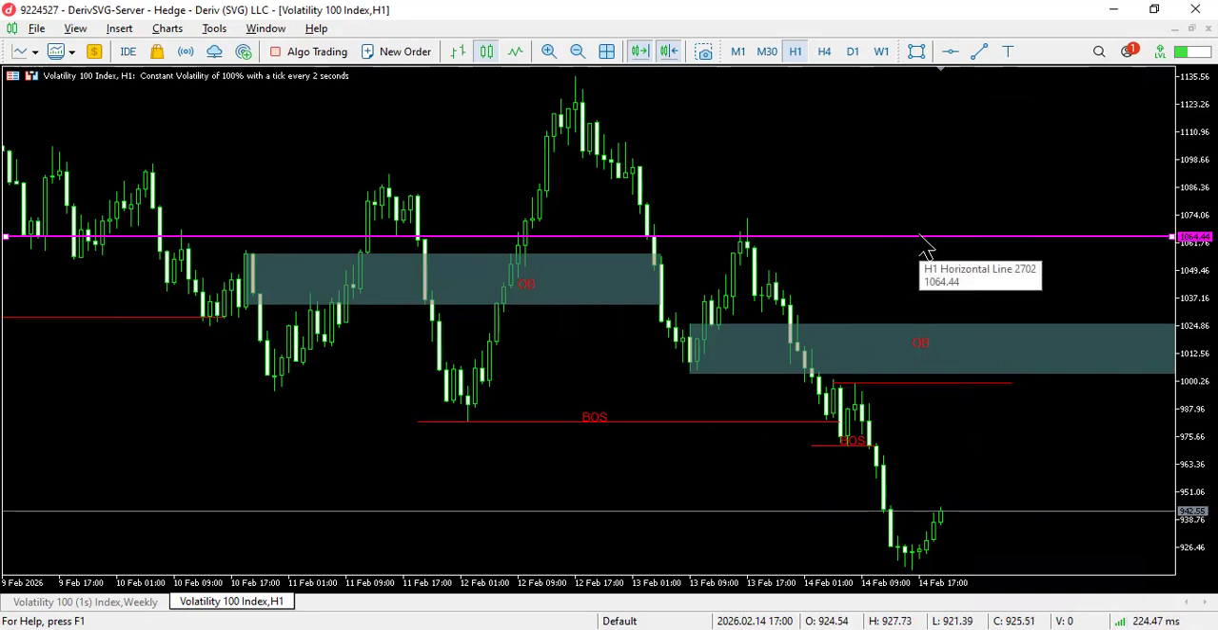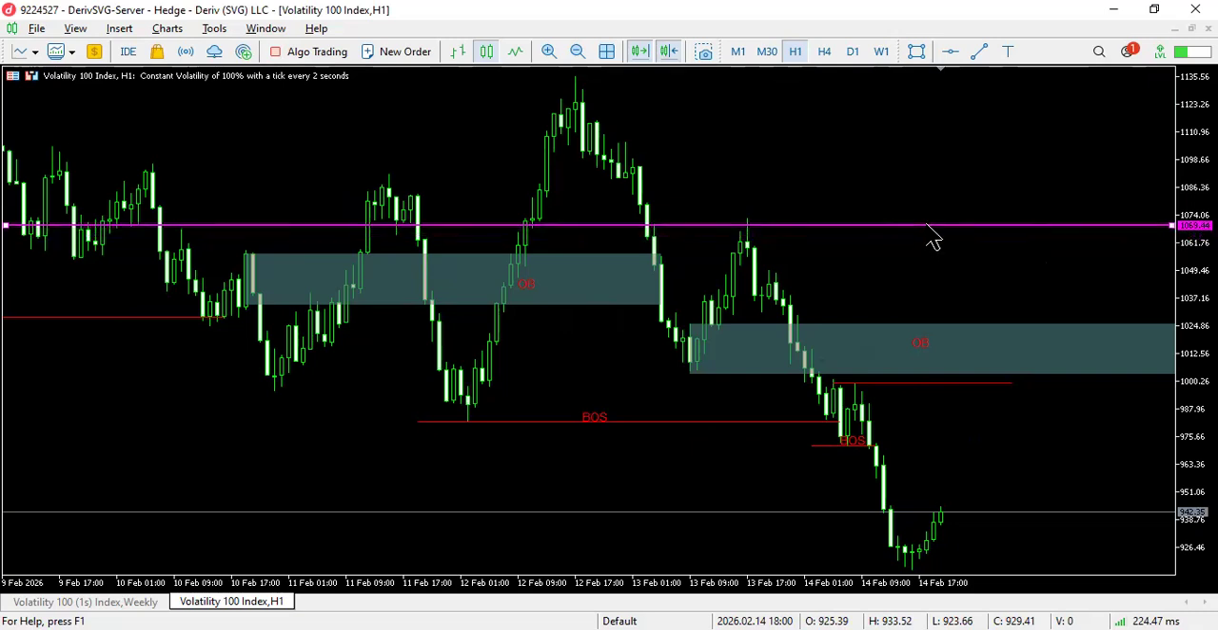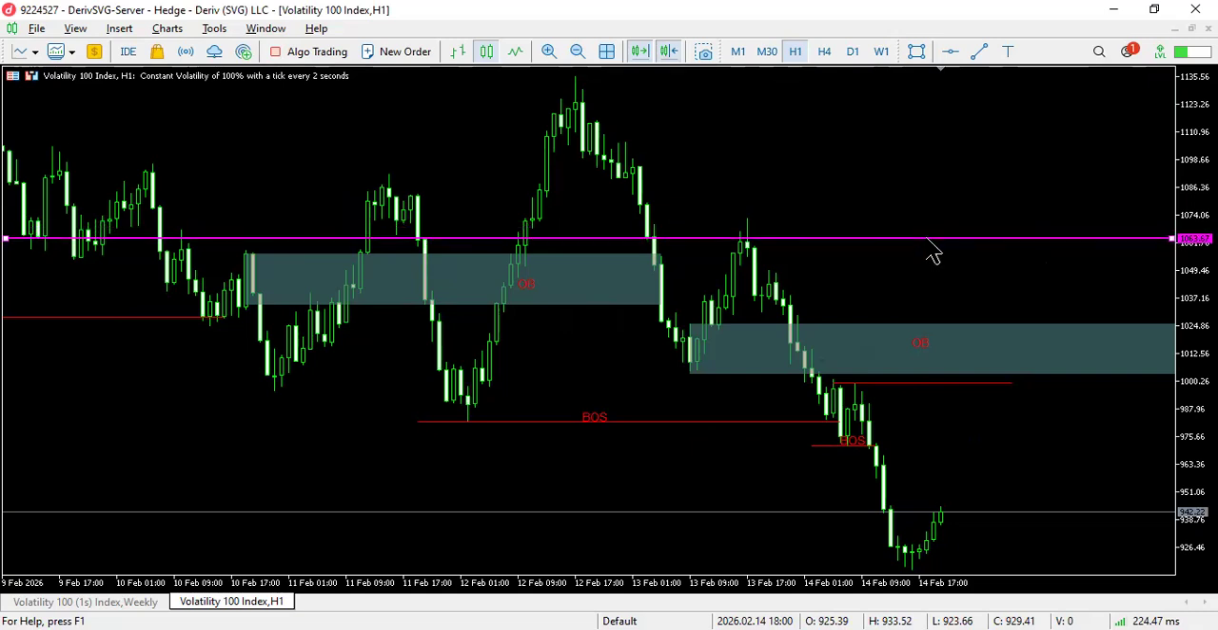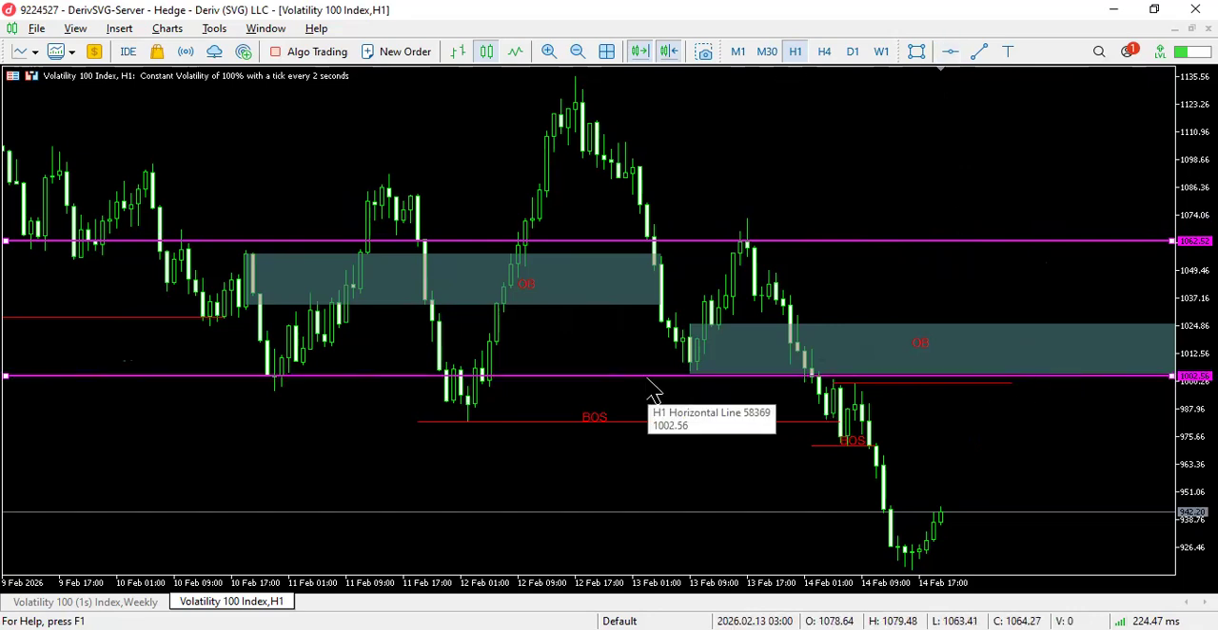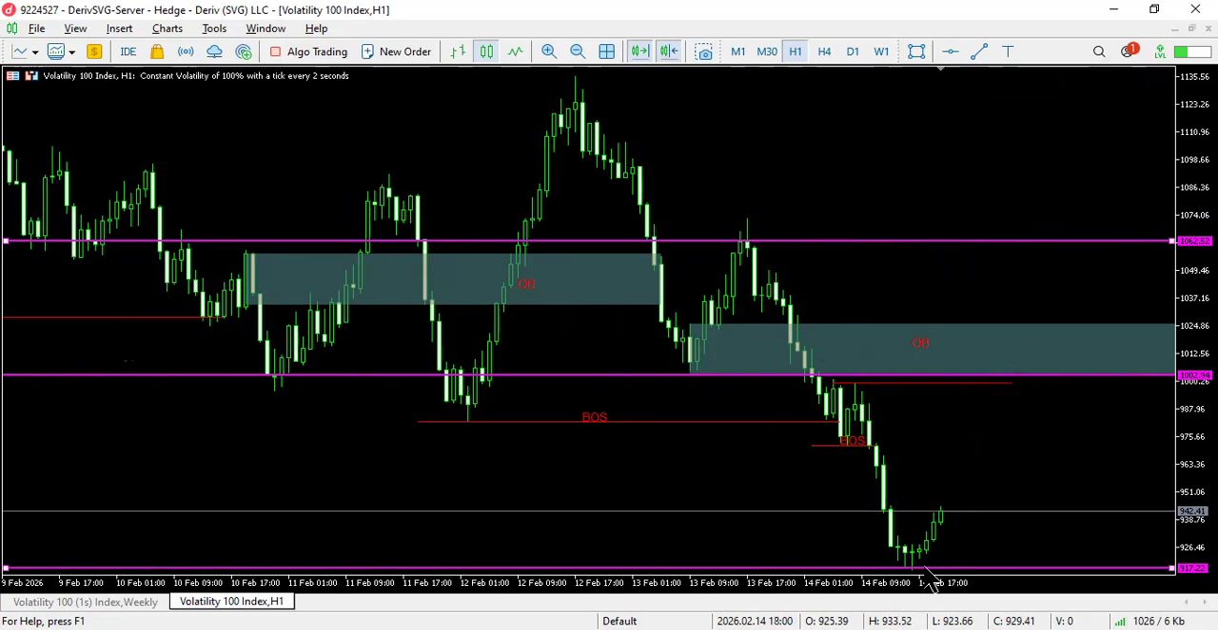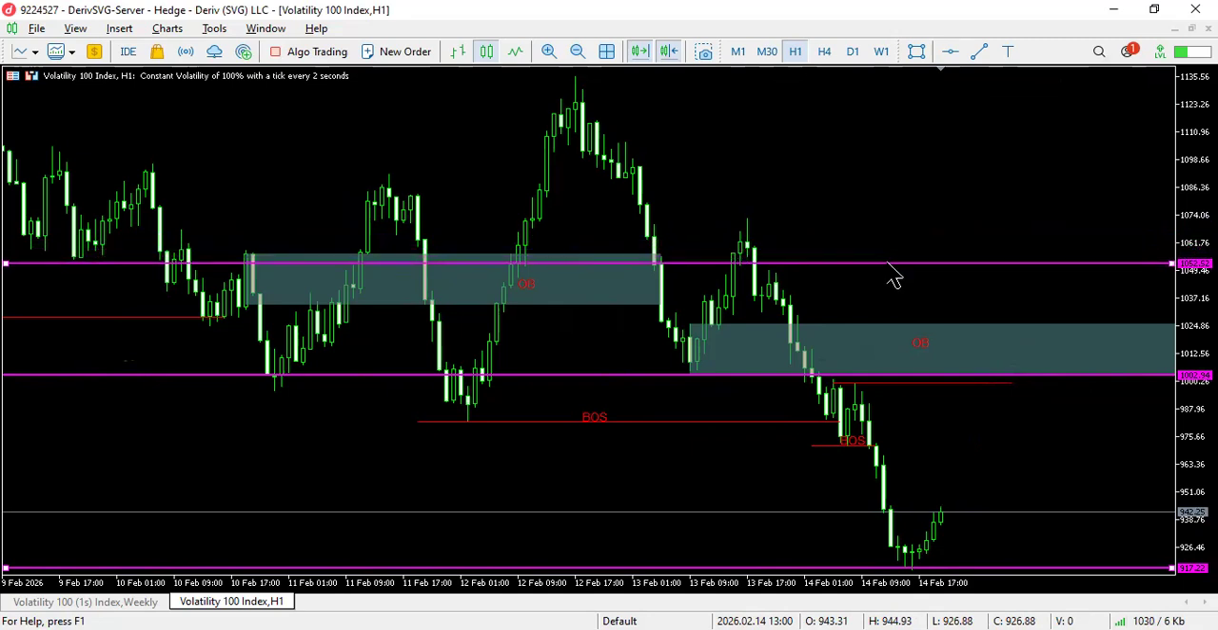My stop loss, I'm going to position there, and then my entry price, it's going to be obviously at that order block, and then my take profit is going to be at that low right there. Stop loss slightly above that order block.